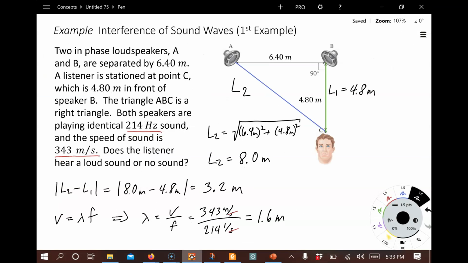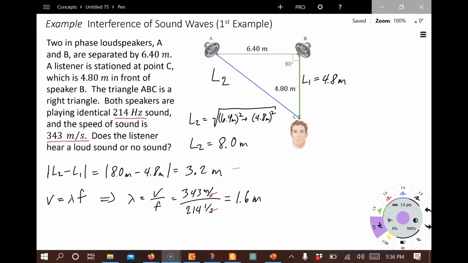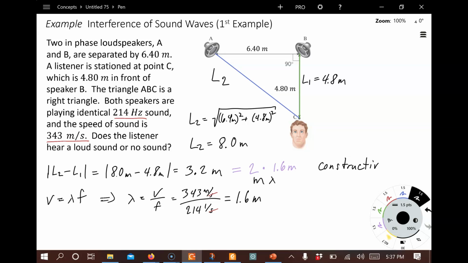So we see that 3.2 meters here, well, this could be written as 2 times the wavelength, 1.6 meters. And so when we do that, we're identifying this guy here as our M, and this guy, 1.6 meters, as the wavelength. And so that gives us constructive interference in this case here.